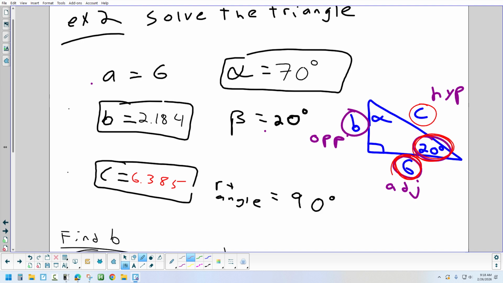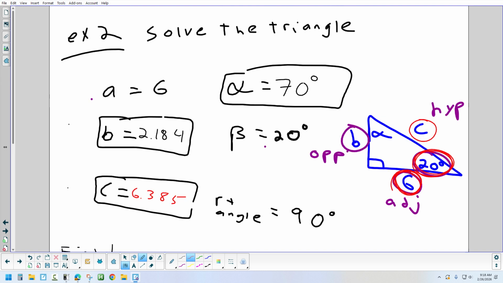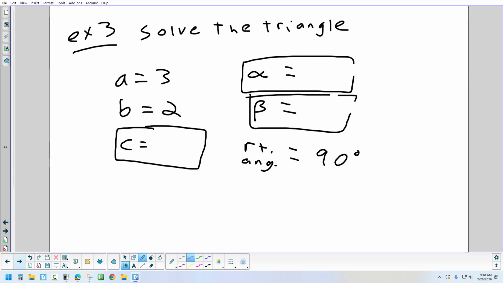All right. So that's the type where you're given a side and an angle. So let's look at this type. Now you're being given two sides. So A is 3, B is 2. We have the right angle, and then everything else we need to figure out.